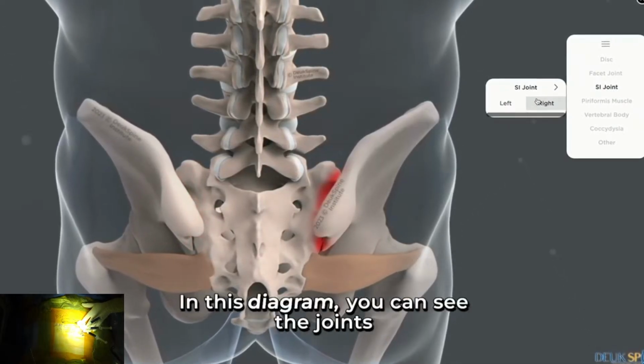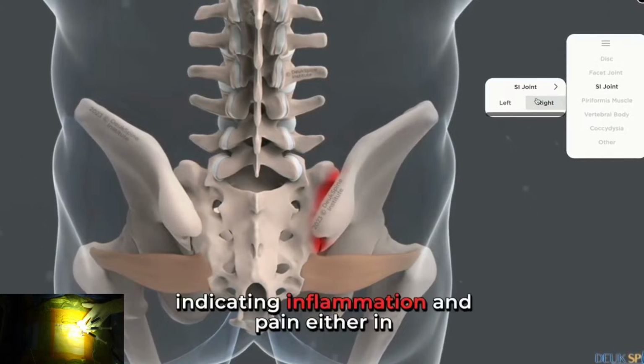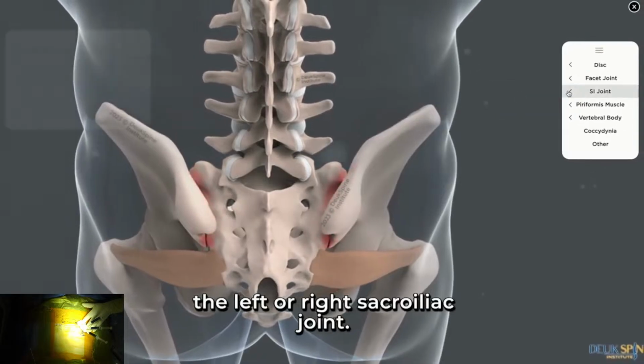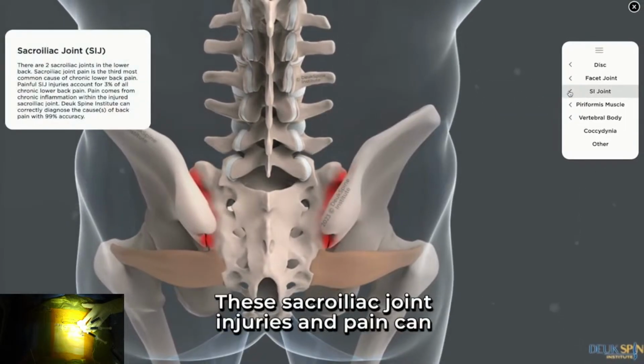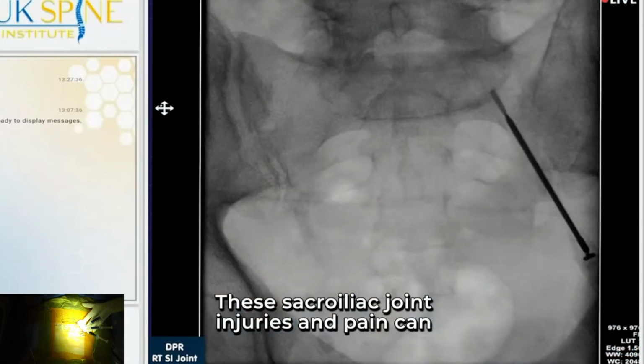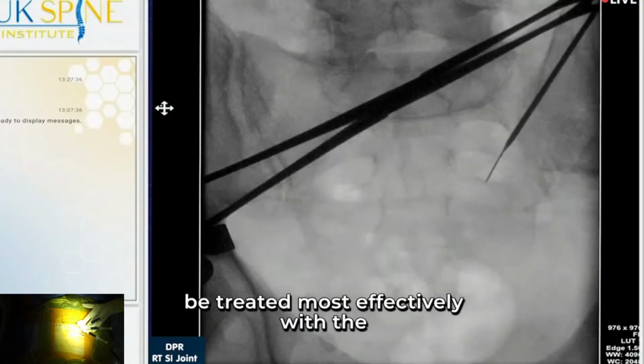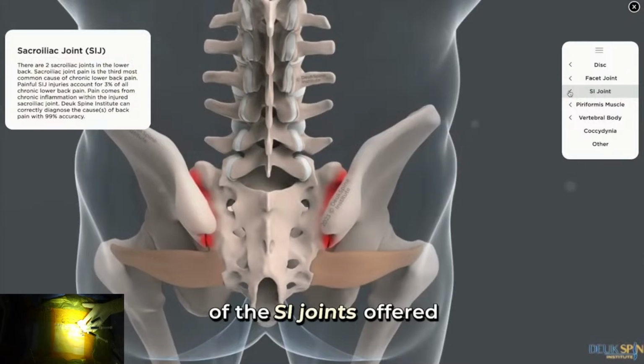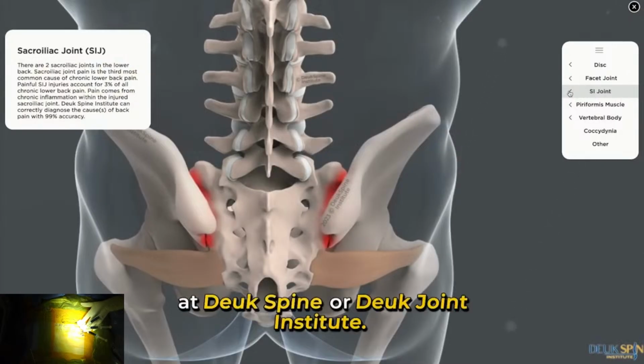In this diagram, you can see the joints turning red, indicating inflammation and pain either in the left or right sacroiliac joint. These sacroiliac joint injuries and pain can be treated most effectively with the Deuk plasma rhizotomy of the SI joints offered at Deuk Spine or Deuk Joint Institute.